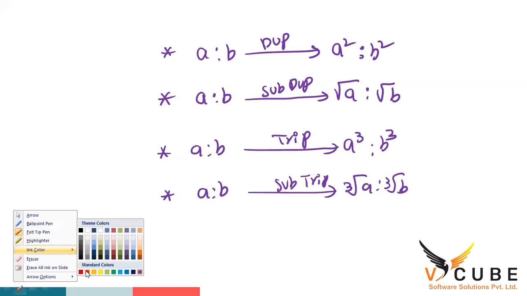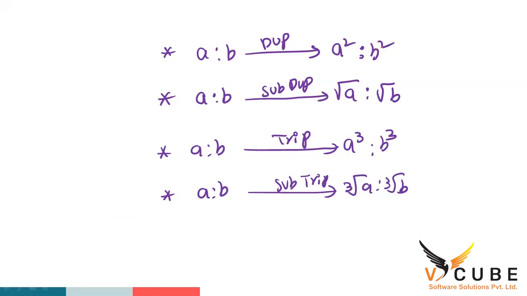Okay. For example, first point, A is to B, the duplicate ratio. For example, 3 is to 5. The duplicate ratio is how much, guys? 3 square is to 5 square. 3 square is how much? 9. 5 square is how much? 25. Very good, Andy. So just remember, guys, duplicate ratio formula, A square is to B square.